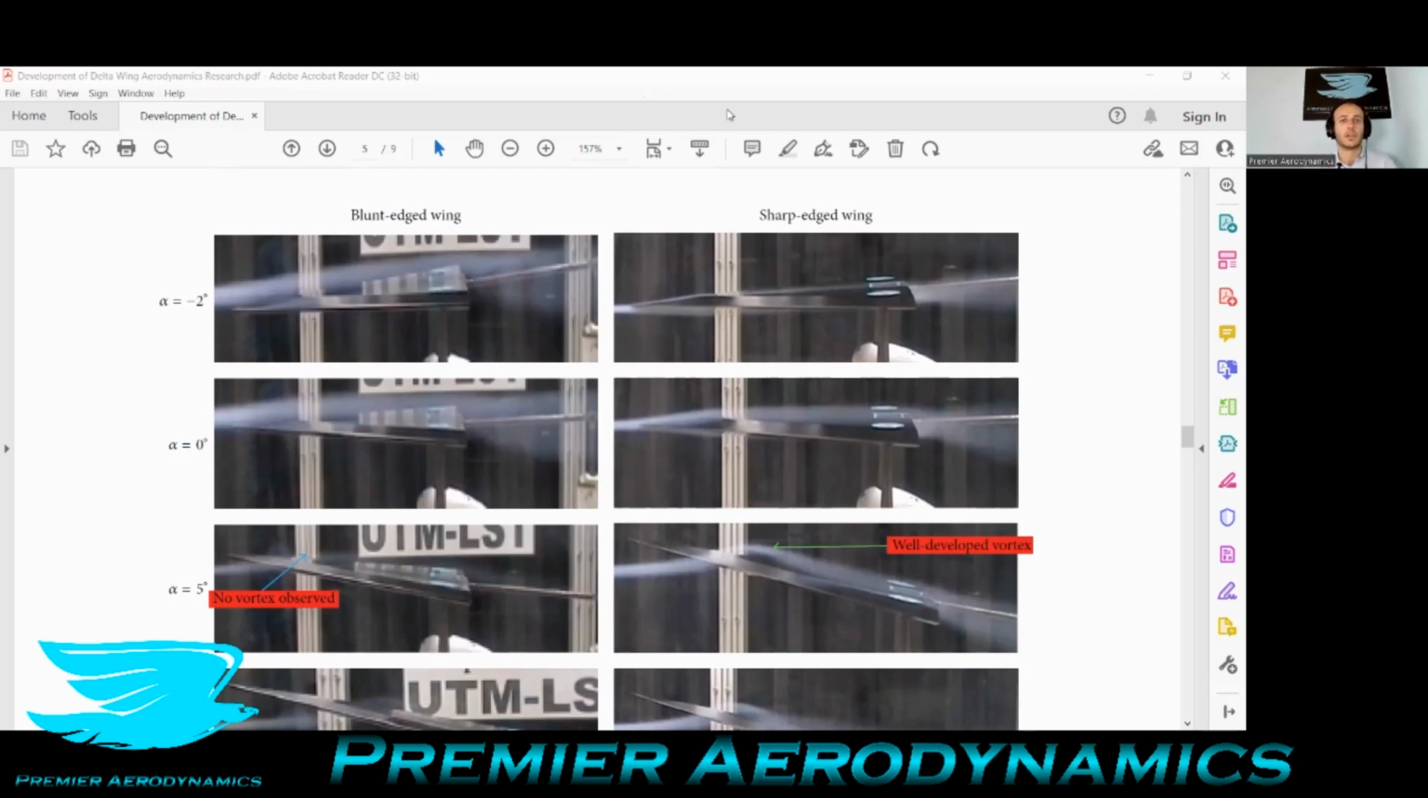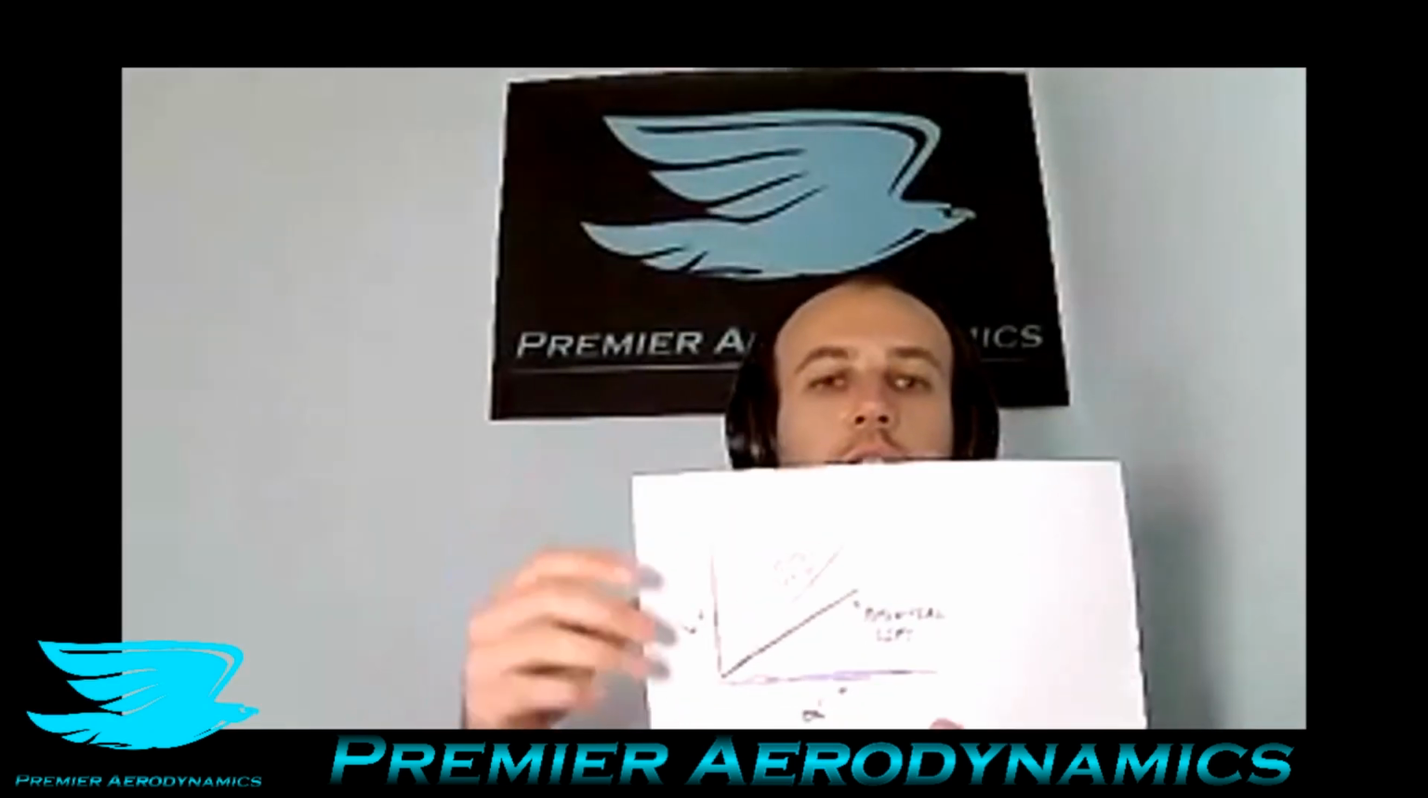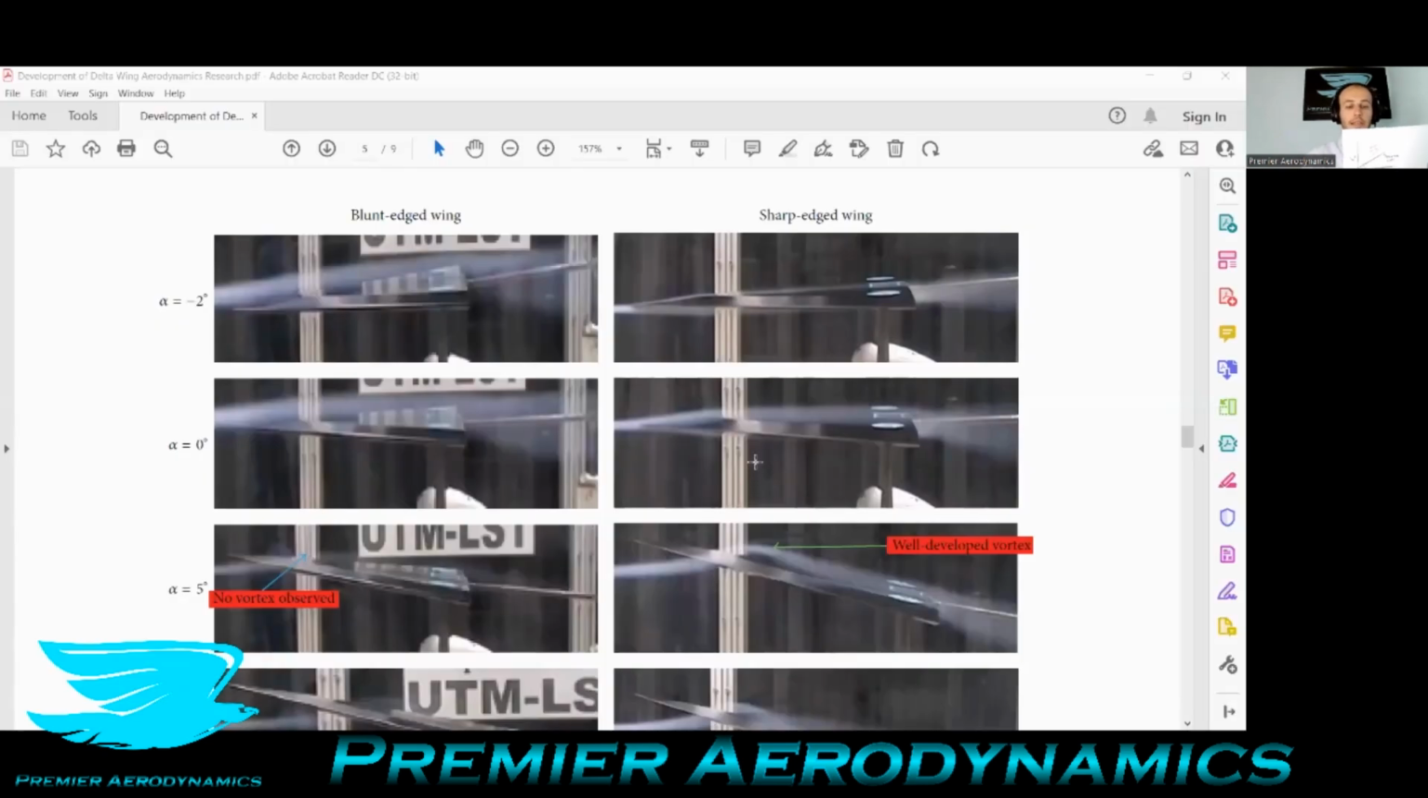And this comes back to this graph that I had here, where at a certain angle of attack, you then start to get vortex lift. Before this angle of attack, which for this wing that they looked at is before 5 degrees, you don't really get that lift because the vortex isn't really forming yet and it's not that strong.